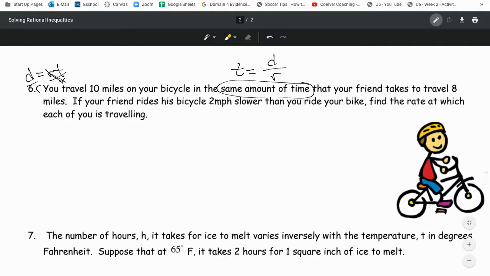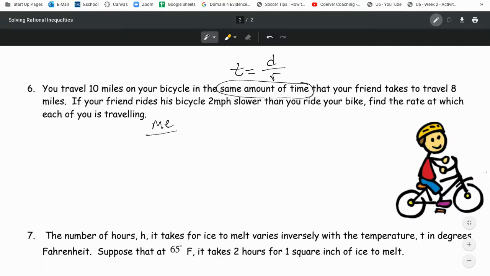Okay, so now I'm just looking for anything that tells me time, distance, or rate, right? So let's look at that. For me, and then my friend. For me, it says I traveled 10 miles. Miles is distance, so that's going to be in the numerator. In the same amount of time, we don't really know the time, that it takes your friend to travel 8 miles. So again, distance for my friend is 8.